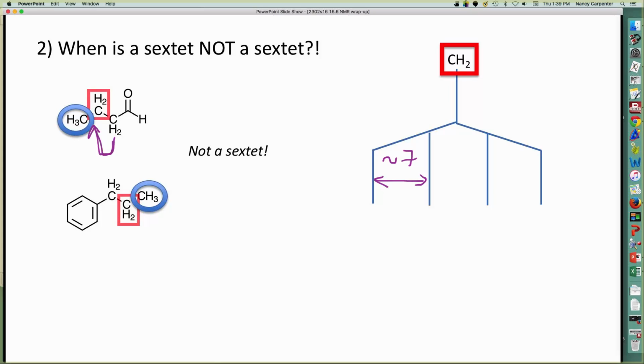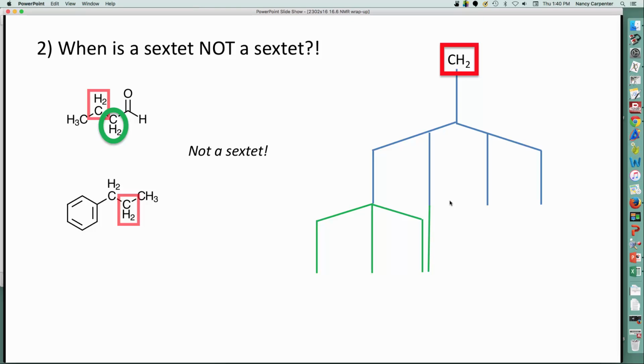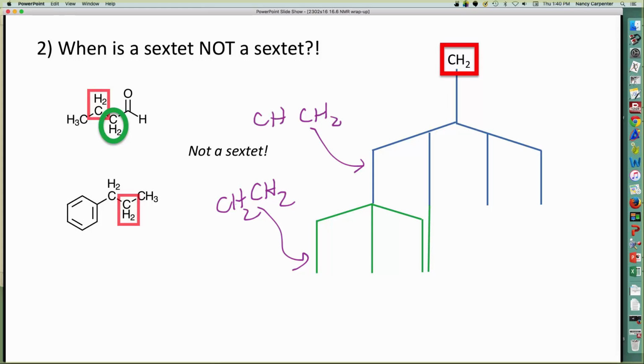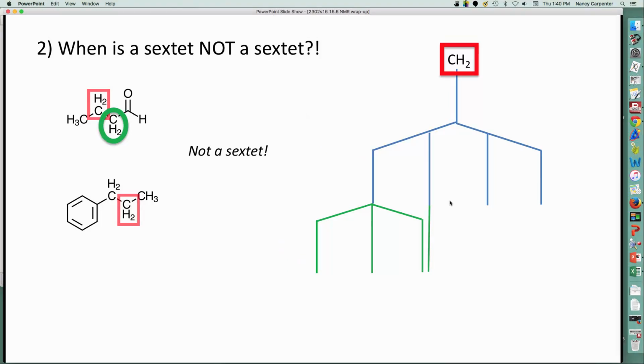Now we look at the CH2 to the right on the top example. This means each one of these signals is further split into a triplet. Okay, so the green coupling is reflective of the CH2-CH2. The blue coupling is the CH2-CH3. And basically, what happens is each one of those quartet signals gets split into a triplet.